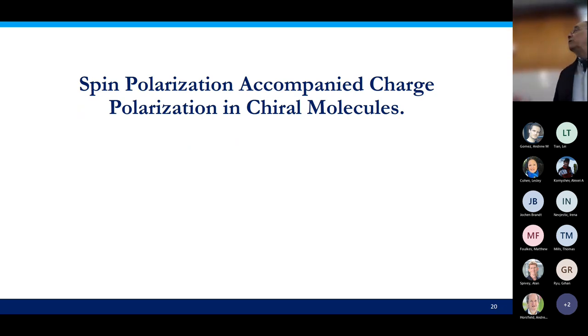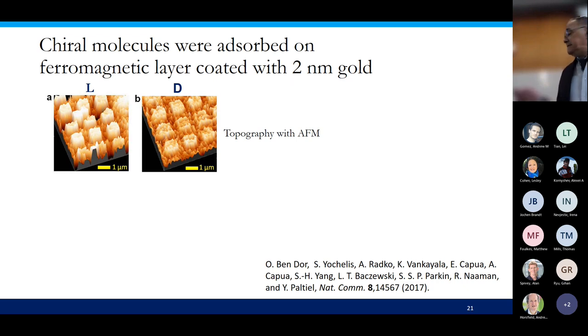on the chiral molecule. And here an experiment was done with the group of Yossi Paltiel from the Hebrew University, and the experiment is amazingly simple. There is a ferromagnetic substrate. It's a thin film of nickel. On top of it, we pattern adsorbed chiral molecules, these oligopeptides, either L or D.